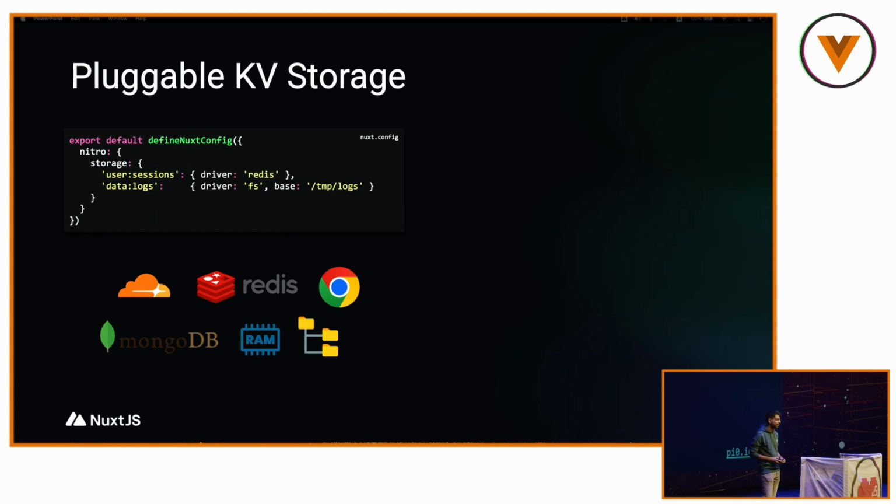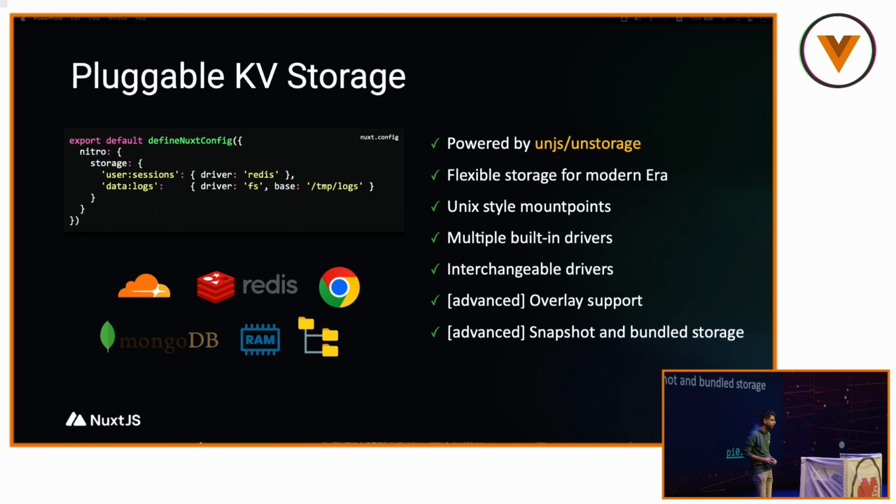Nitro also comes with something more exciting called Pluggable KV Storage. It's powered by a project we created as well called unstorage, and the idea is to make every consideration of file system agnostic. We are not depending on the FS module anymore. Using the unstorage project, similar to if you have used Linux, you can mount any possible path you want to use in production and just depend on these paths in production.